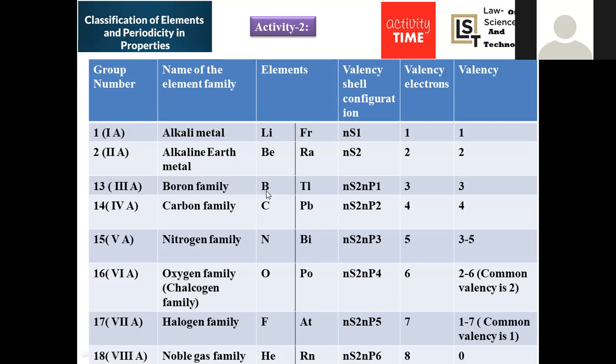I'm taking the simplest example, boron. When you take boron chloride, BCl3, the boron is surrounded by the 3 chlorines in a planar structure. Not only boron, all the elements present in this 13th group, the boron family, are able to form 3 bonds. So hence you can say trivalent in nature. So valency will be 3. 3 bonds they are able to form.